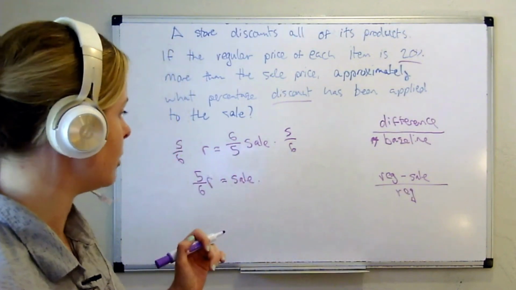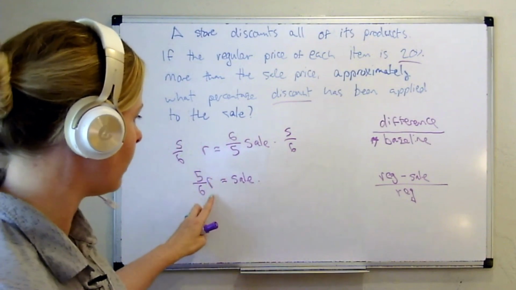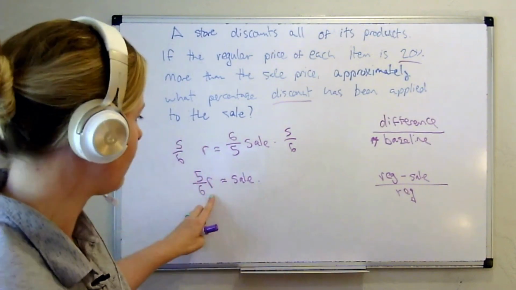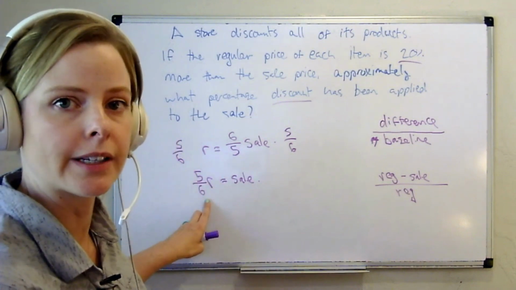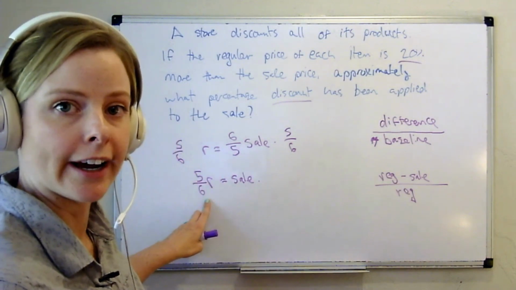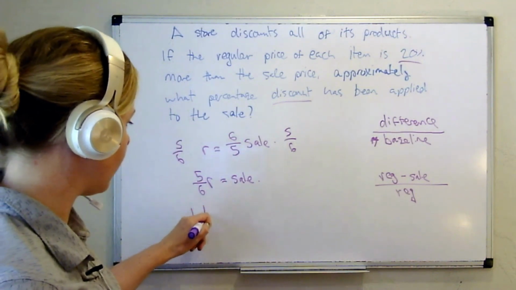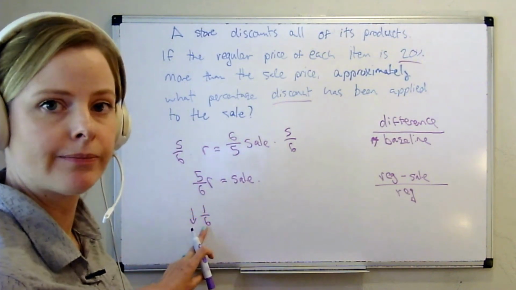And that's probably what I would do, because what I'm seeing here is, well, I started with 6/6 of my regular price. Now I've only got 5/6 of my regular price. So what happened? What actually changed? Well, I'm missing 1/6. I went down by 1/6, and that is my discount.